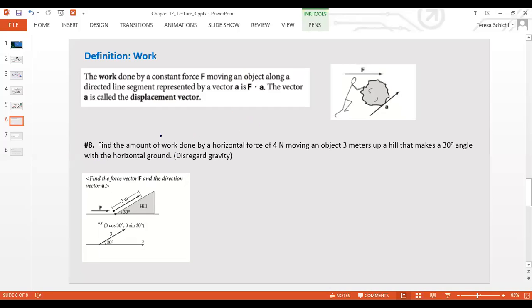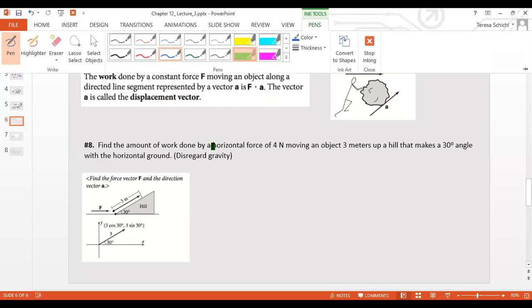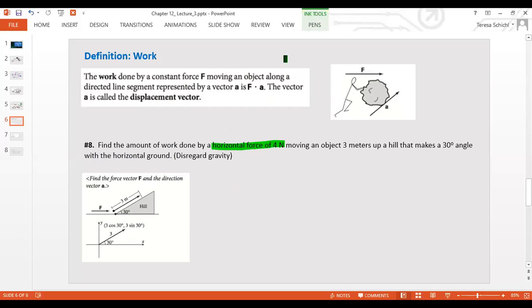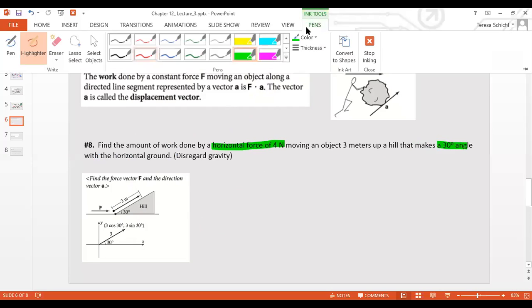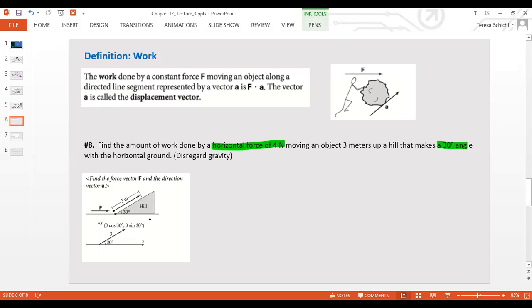Let's take a look. Number 8 says: find the amount of work done by a horizontal force of 4 newtons moving an object 3 meters up a hill at a 30 degree angle. This 30 degree angle is with the horizontal ground. This is the graph here, and I want to see what work has been done.